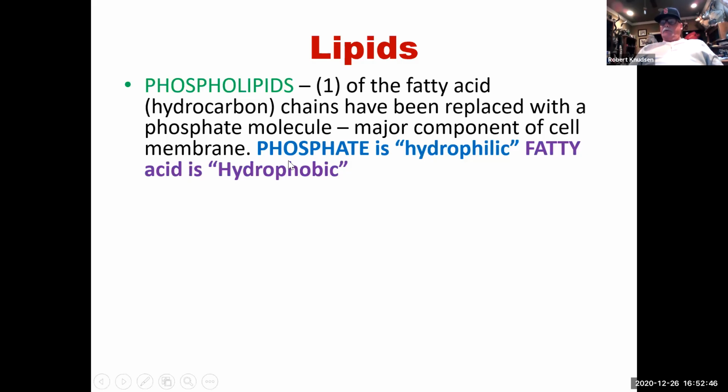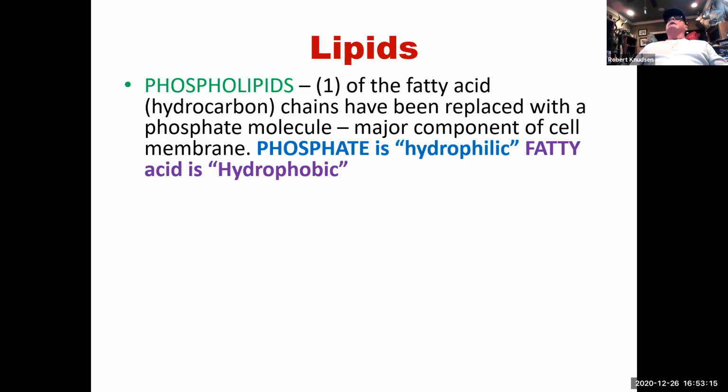Fatty acid is hydrophobic. You're going, I don't get it. Well, if this is the phosphate and you point it towards water, water can lay right against it. And your body is made up of a lot of water, so you have to be hydrophilic. So what it does is, the phosphate groups here, the fatty acids here, put the fatty acid away from the exterior. Exterior, interior. So you point it towards the inside.